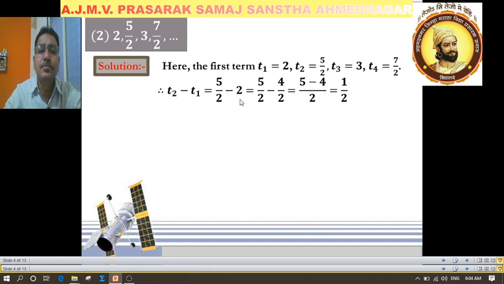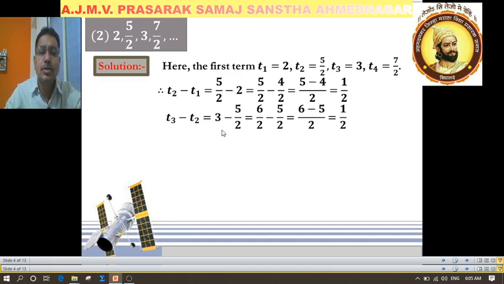Now taking LCM as 2, so multiply by 2 to the second term, at numerator and denominator we have 5 upon 2 minus 4 upon 2, which is equal to 5 minus 4 upon 2, which is equal to 1 upon 2. Similarly, the difference between T3 and T2: T3 is 3 minus T2 is 5 upon 2. Again taking LCM 2, so multiply here by 2. We have 3 into 2, 6. So 6 upon 2 minus 5 upon 2 is equal to 6 minus 5 upon 2, which is equal to 1 half.